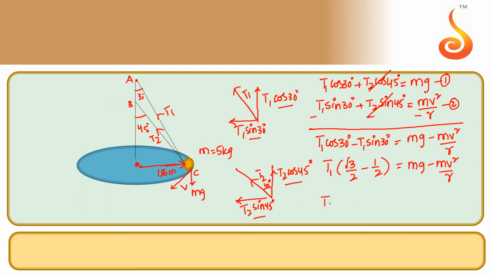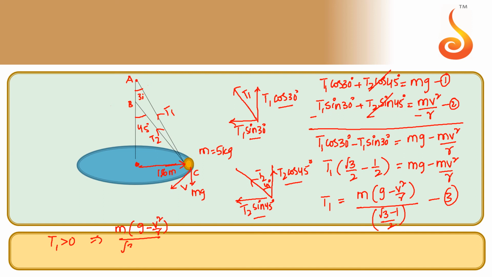Therefore T1 is equal to, if we take m common, m into g minus v square by r divided by root 3 by 2 minus 1 by 2. That will be equation 3. So the condition here is T1 should always be greater than 0 at any time. So m into g minus v square by r, divided by root 3 by 2 minus 1 by 2, should be greater than 0.